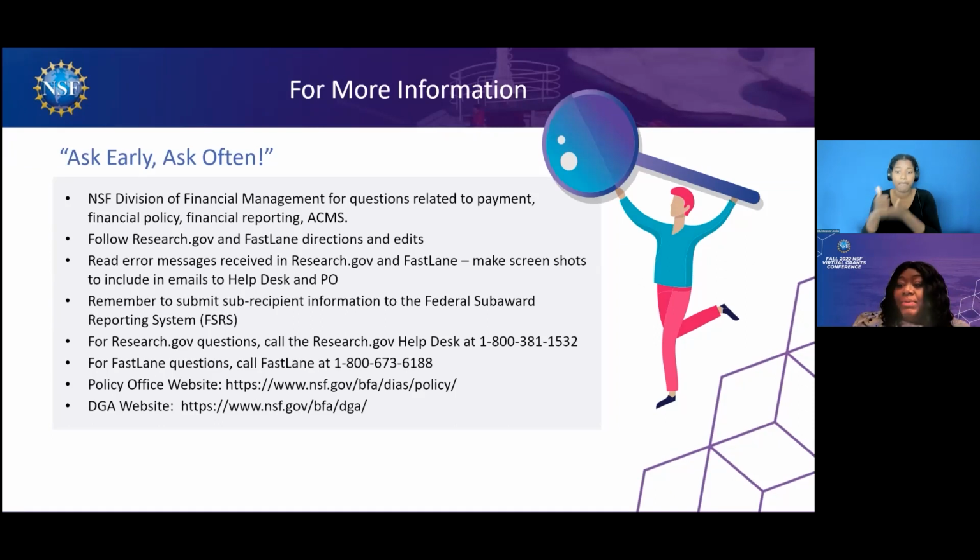Okay, so remember to submit your sub-recipient information to FSRS, which is the Federal Sub-Award Reporting System, okay? Listed also are the help desk numbers and contact information for research.gov, as well as Fastlane, Policy Office website, DGA's website.